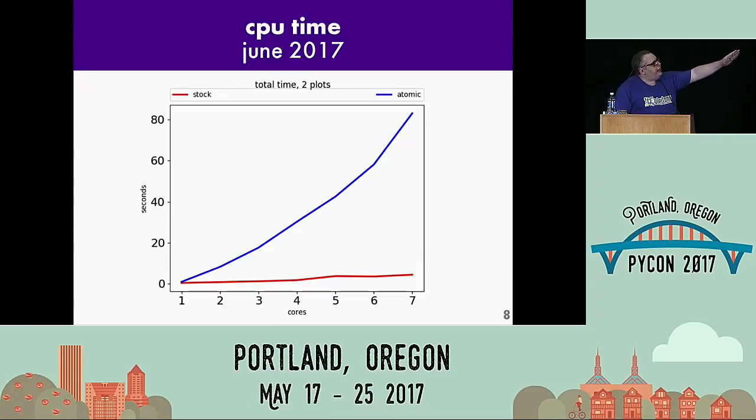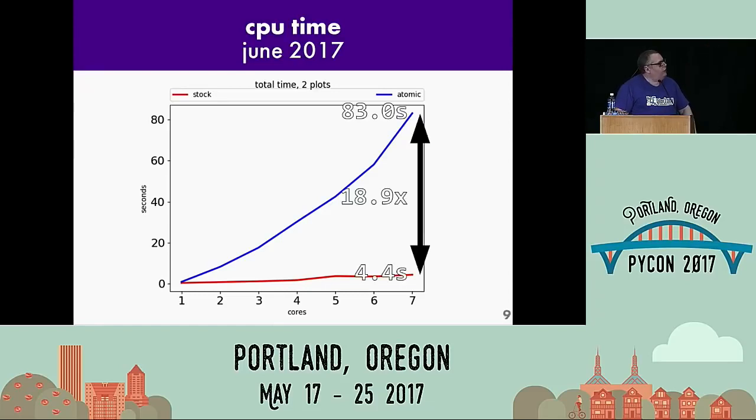And then the blue line is the Gilectomy. The x-axis is the number of cores I'm using, because it's the number of threads that I'm running. CPython, of course, is running multiple threads, but it's only ever using one core at a time. I really should label that threads, not cores. And then the y-axis, of course, is the number of seconds that it took.